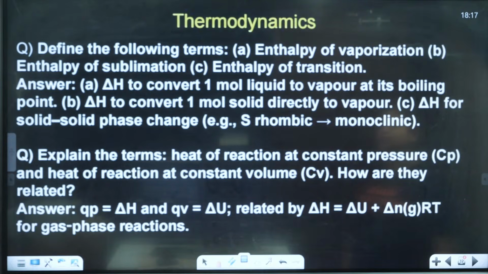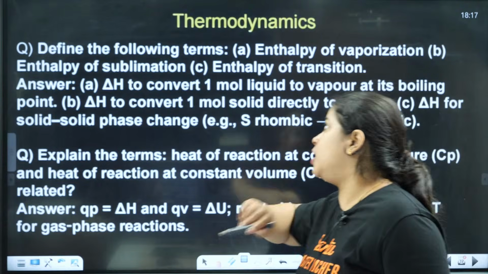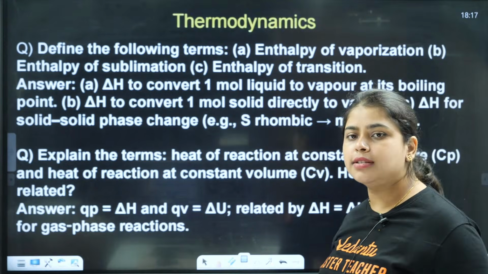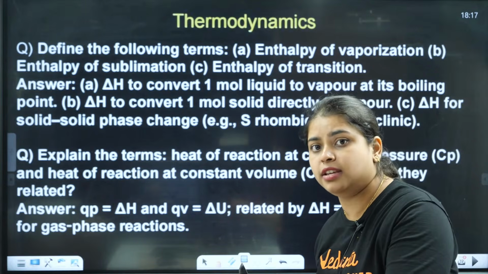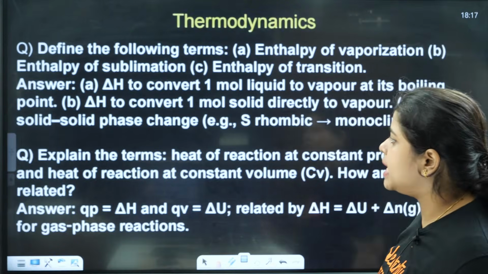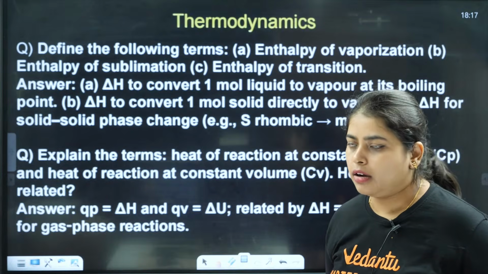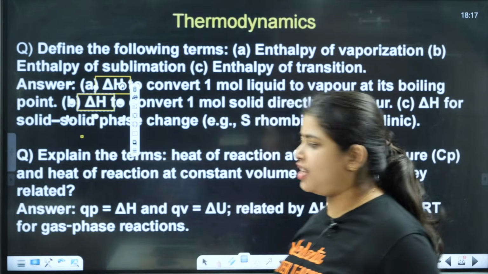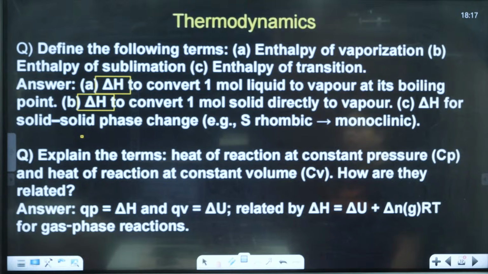Next, define the following terms: enthalpy of vaporization, enthalpy of sublimation, enthalpy of transition. If these are all definitions, they might also ask for the change in enthalpy of sublimation. Such questions will also be asked. In case change is mentioned, you just need to mention delta. These are all called change. Be active in the chat box, guys.